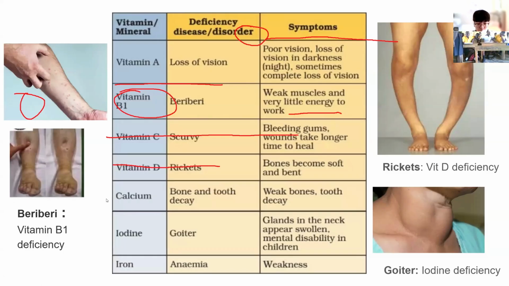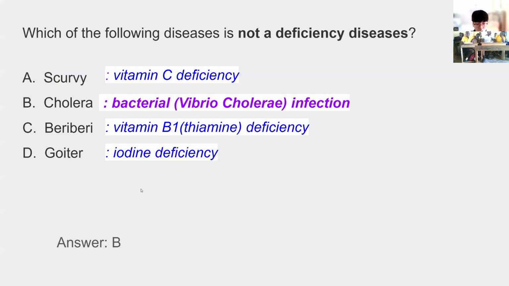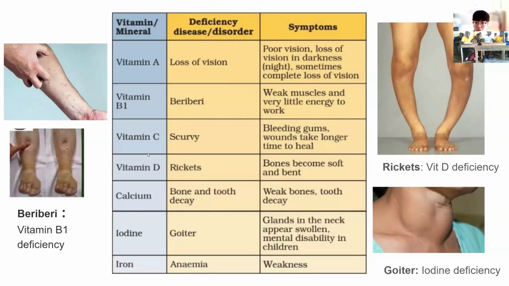So we looked at a lot of different kinds of deficiency. Here is a table that summarizes the types of deficiencies and what symptoms you can have and the result. For vitamin A, if you have a deficiency, you lose a lot of your vision. So symptoms are poor vision and loss of vision in the darkness.